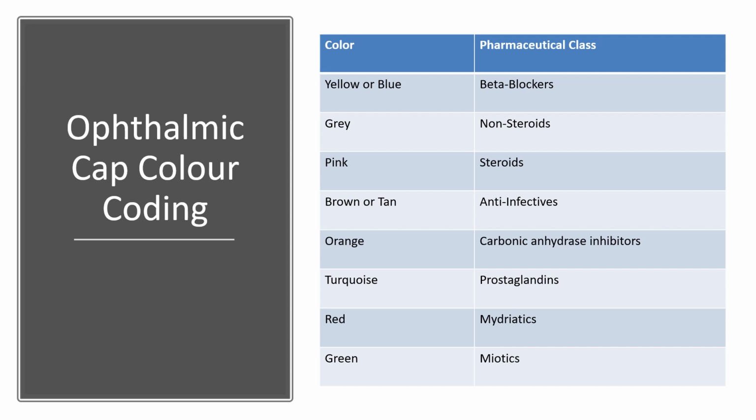Anti-infectives have the cap of either brown or tan colors. Carbonic anhydrase inhibitors have the cap of orange color. All the prostaglandins have the turquoise cap. All the mydriatics have the red cap. All the miotics have the green cap. So by this cap color coding system, you can differentiate different types of ophthalmic drugs, and it will ease the identification in the company while manufacturing and packaging the ophthalmic products.